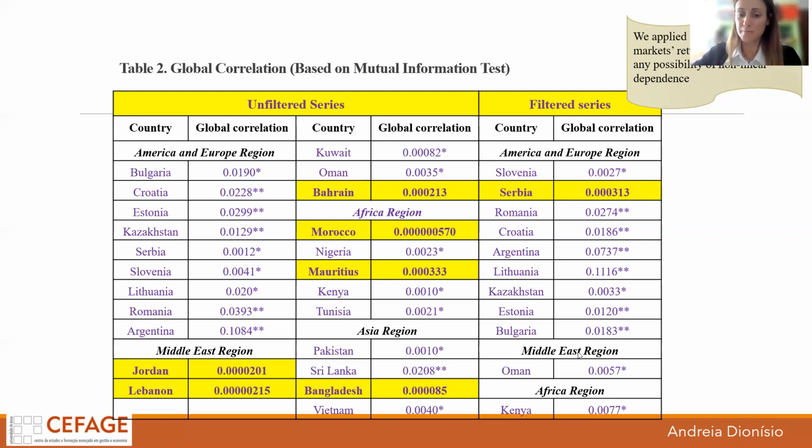All the remaining stock markets, frontier markets, show the existence of global dependence. We must remember that when I'm measuring mutual information here, the linear autocorrelation was filtered and also the volatility cluster. So probably this kind of dependence in the filtered series has some different causes like chaos or another type of nonlinearity. We don't know the type.